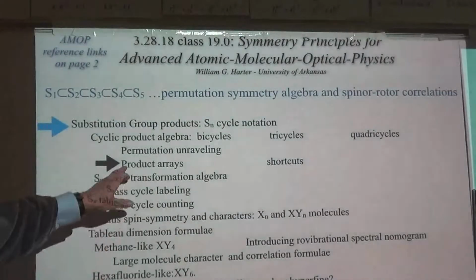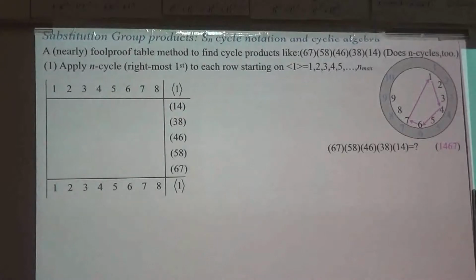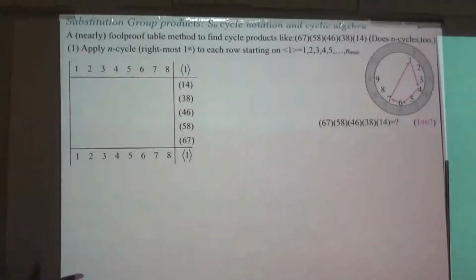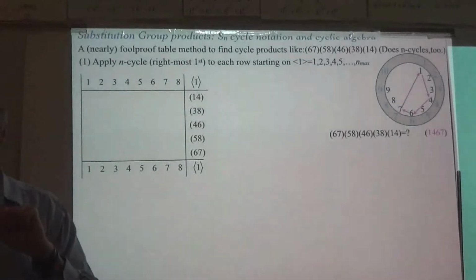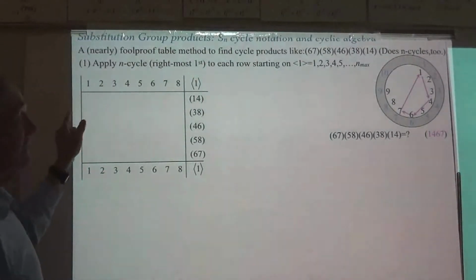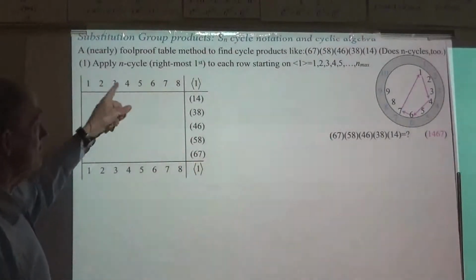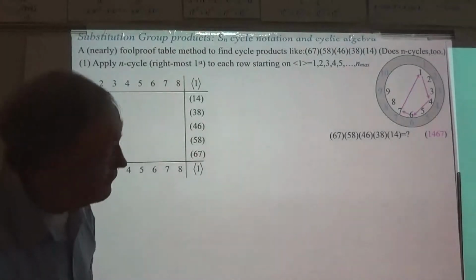Okay, now product arrays are probably the safest way that I know of to make sure you don't perform an error, but they're not foolproof. They're nearly foolproof. You can always look at the wrong thing and use that number instead of what you should be looking at in a given operation that we do.